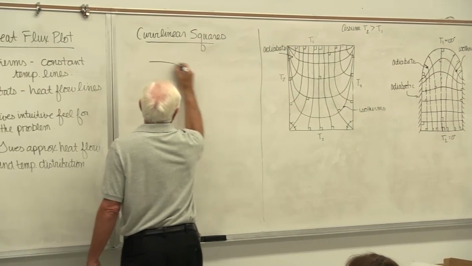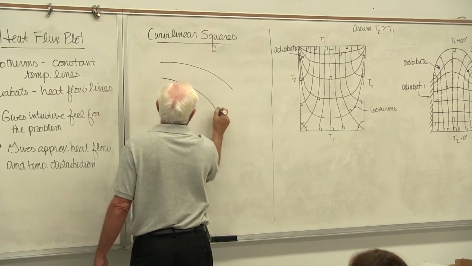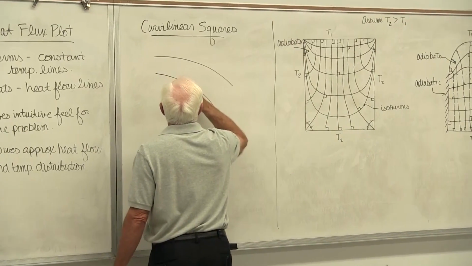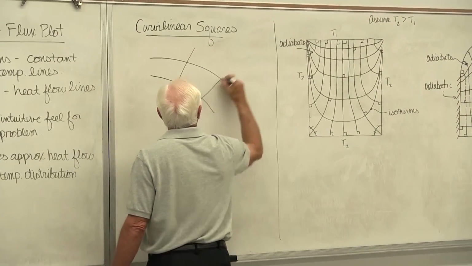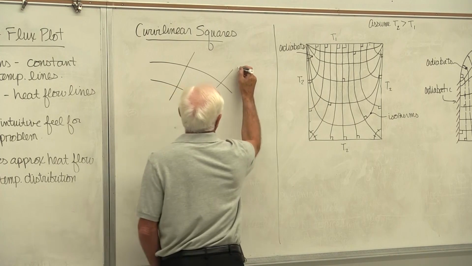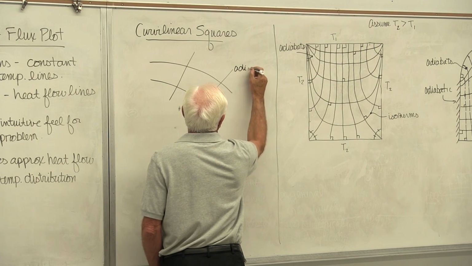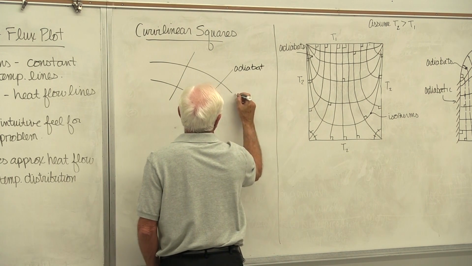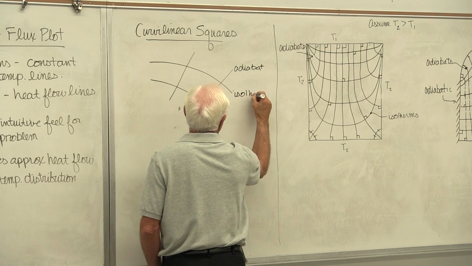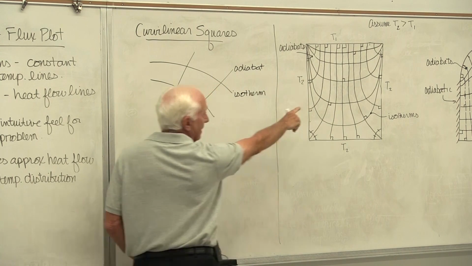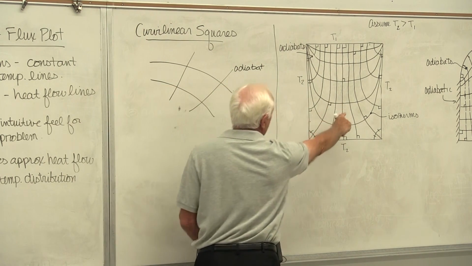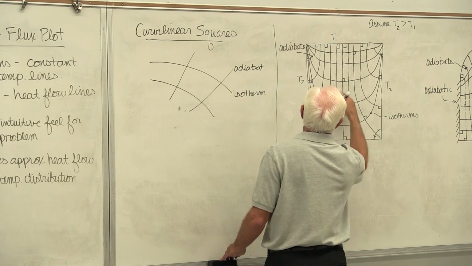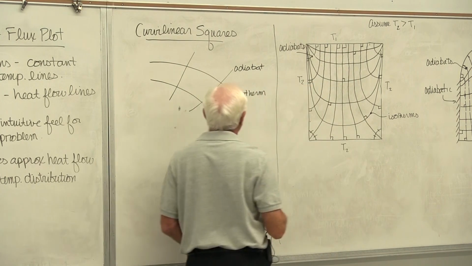I'll just draw a couple of things here and show you what they look like. Let's say that these are the adiabat lines, and this is the isotherm. So I'm taking one of these out of this picture right here. Let's see, I got 1, 2, 3, 4, 5, 6, okay.